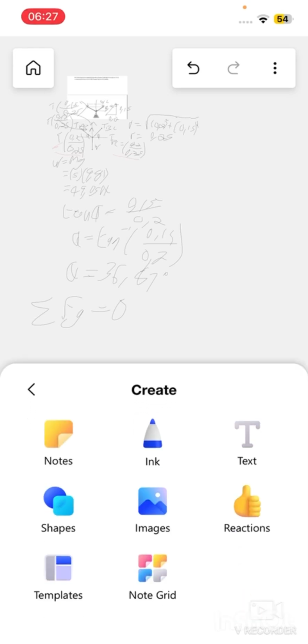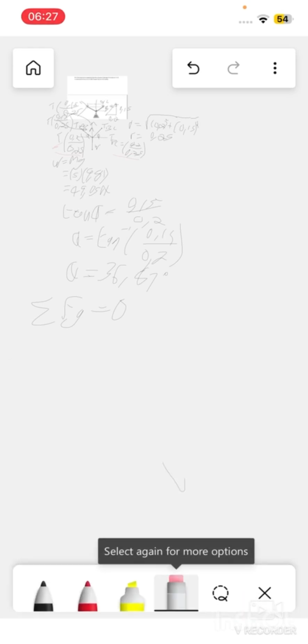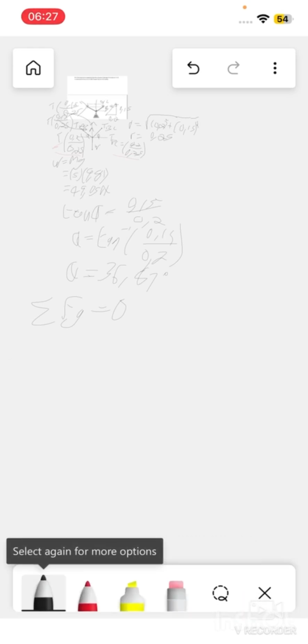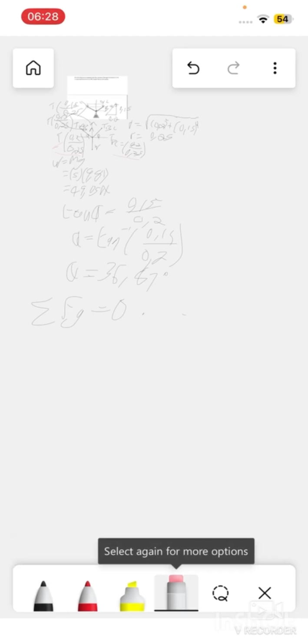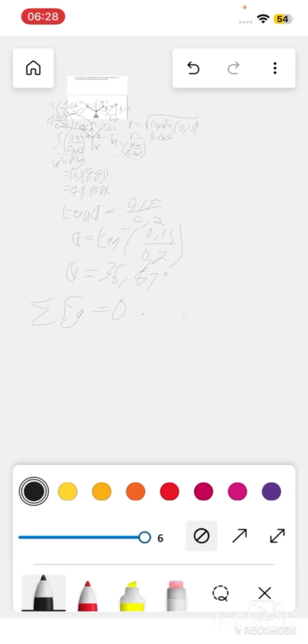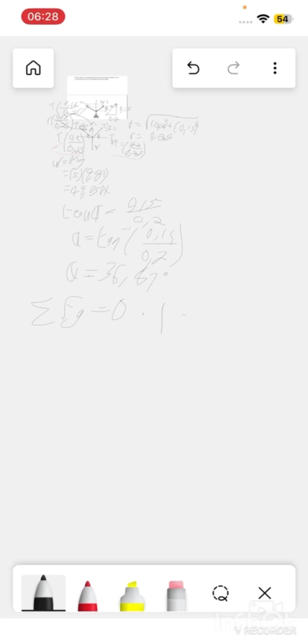Summation of vertical forces is equal to 0. Take the up direction as positive. Therefore, we're gonna have what?